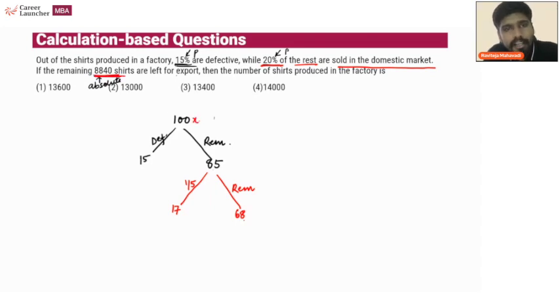So what you can do is, 100x is 85x, this is 68x. So 68x is equal to 8840, and you want to find the number of shirts produced by the factory. You want to find 100x. So 68x is 8840. What is 100x?